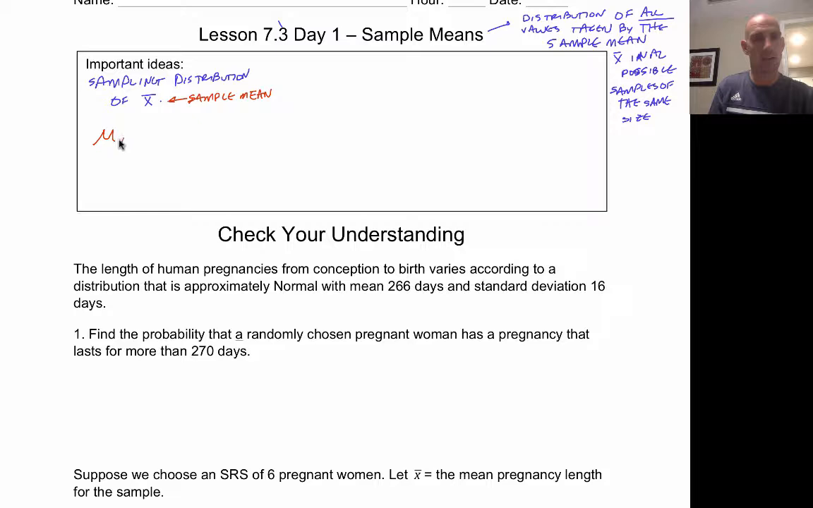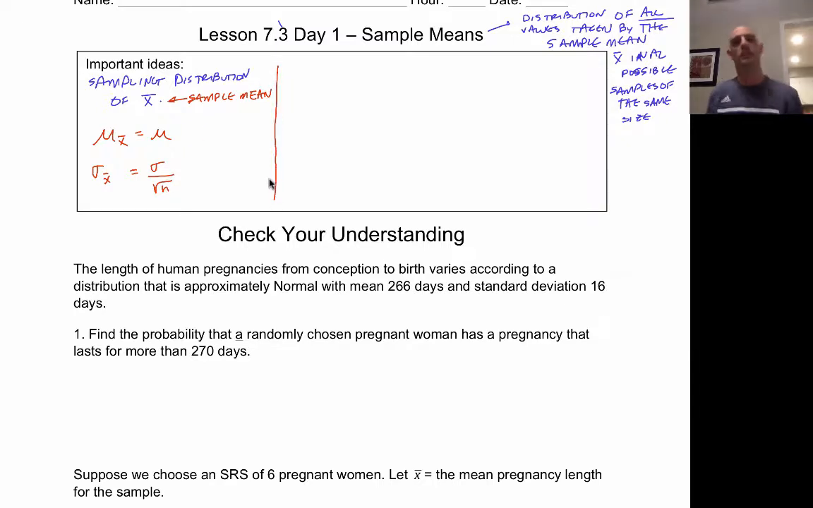And like our sample proportion, it should match. So the mean of our sampling distribution should match the mean of our population. Likewise, what we can find is something representative of the standard deviation of our sample means, and it's going to be equal to taking the standard deviation and dividing it by the square root of the number of things that we've taken as a sample.